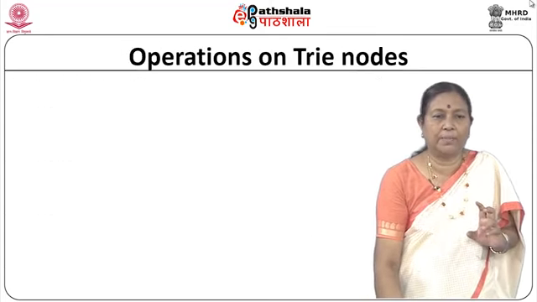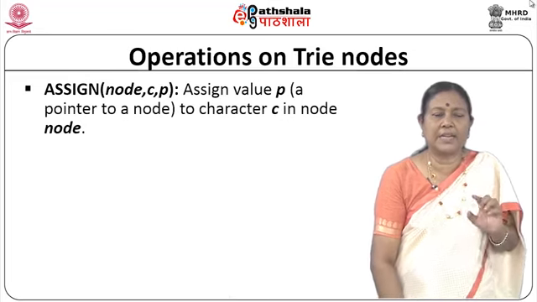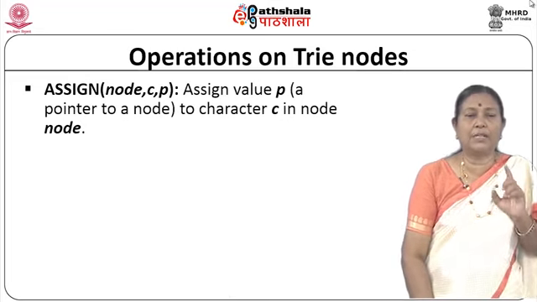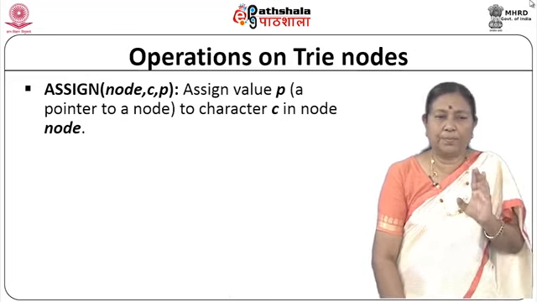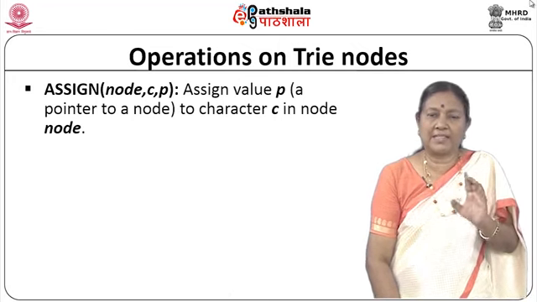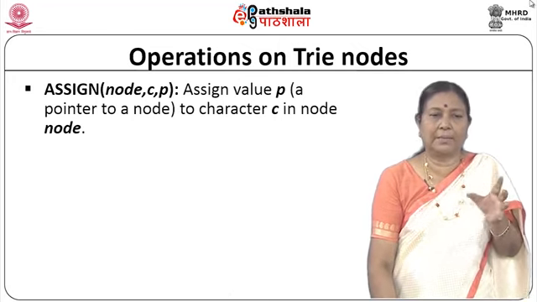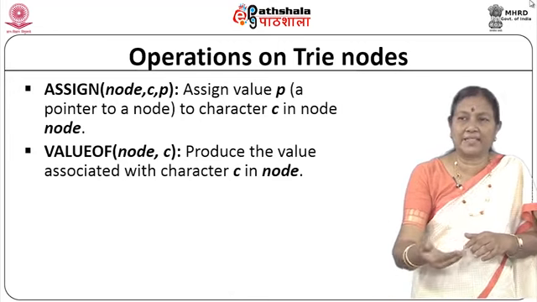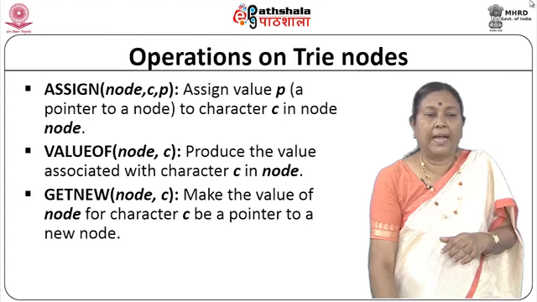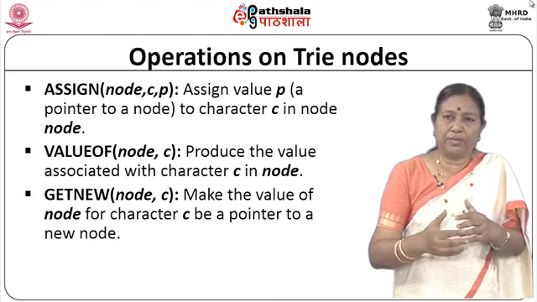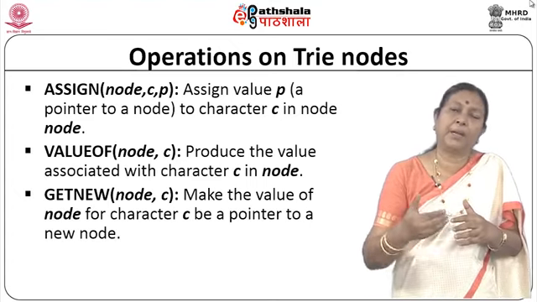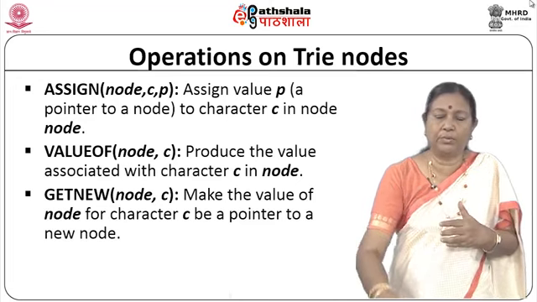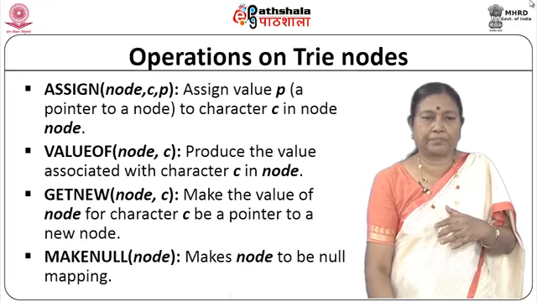Now, let us look at the operations on trie nodes. One is assign node C comma P. Assign the value P, a pointer to a node, to a character C in the node. That is the meaning of assign. Value of node C produces a value associated with the character C in that particular node. And get new node, make the value of a node for character C be a pointer to a new node, which you have to do during the construction.